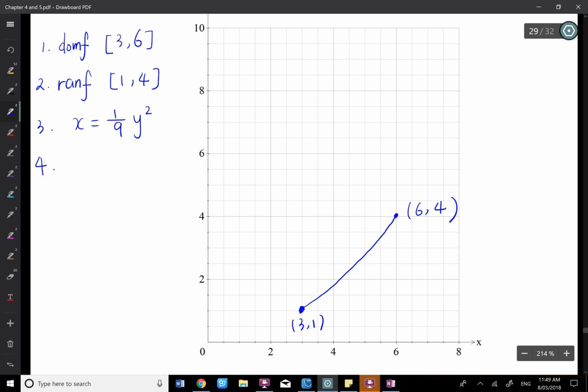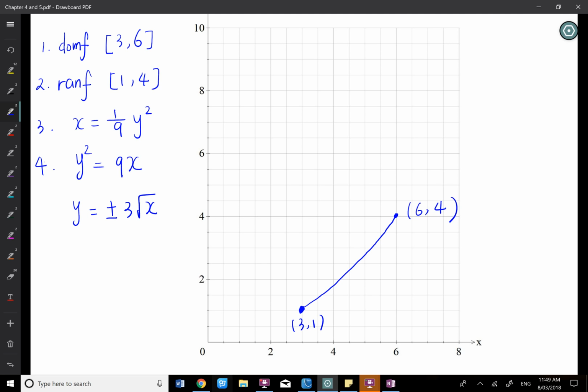Number 4 will be rearrange. So y squared equals 9x. Question is, what is y equal to? Plus minus 3 root x, because it was root 9x, so the 9 can come out. You need to have plus minus. That's a square here. When you take the square root, an even power, you must have the plus minus. Questions?